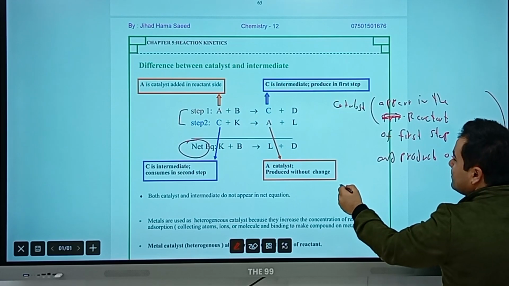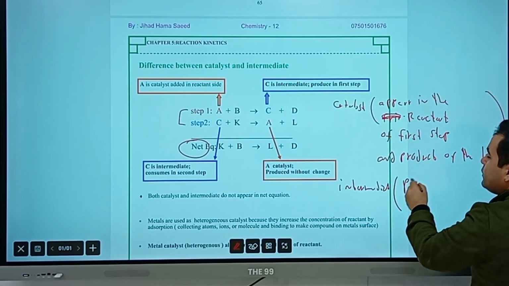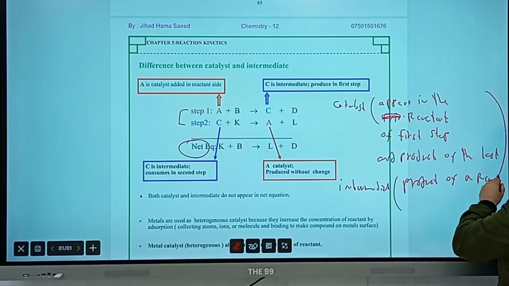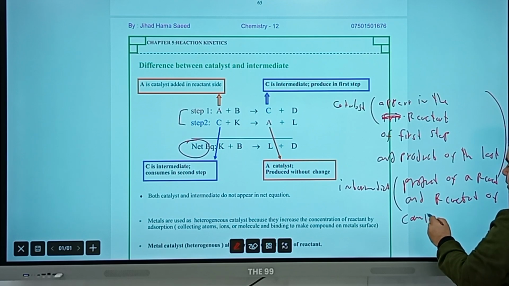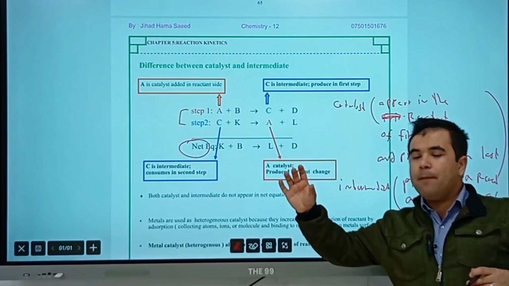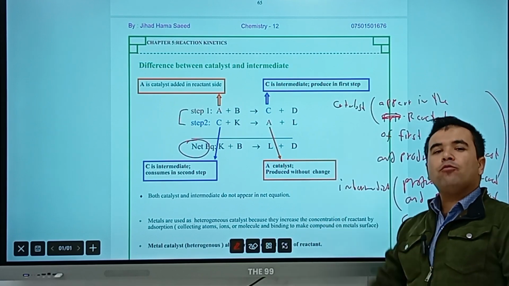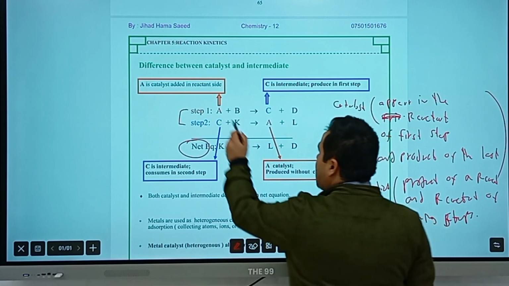But an intermediate is the product of a reaction and a reactant of the coming reactions or coming steps. It appears as a product of one step and a reactant of the following step, or product of the first and reactant of the second, if there are two steps. Guys, have a look.